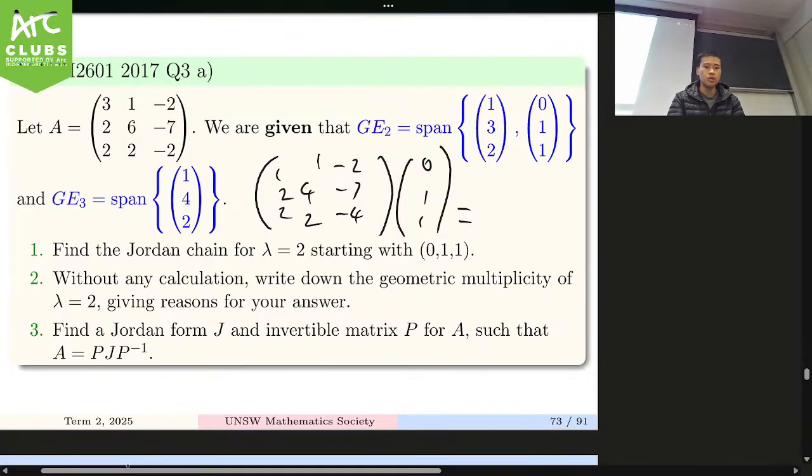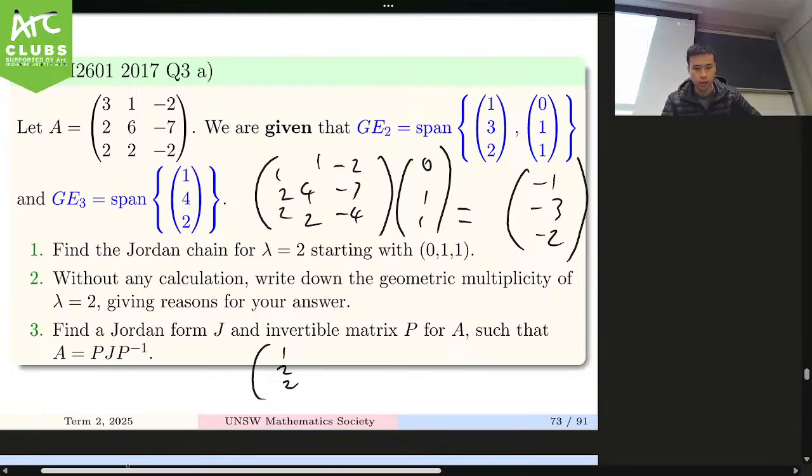I'm pretty certain it's the sum of these. So it's like minus 1, minus 3, minus 2. Okay. And then if we're going to chuck that inside another, like the A in this case, A minus 2i, minus 7, minus 4, you times that by minus 1, minus 3, minus 2.